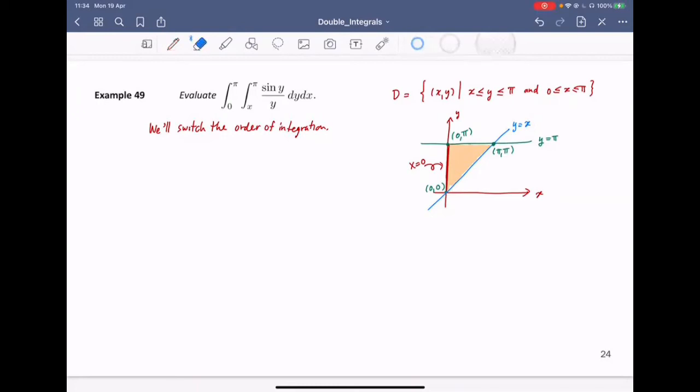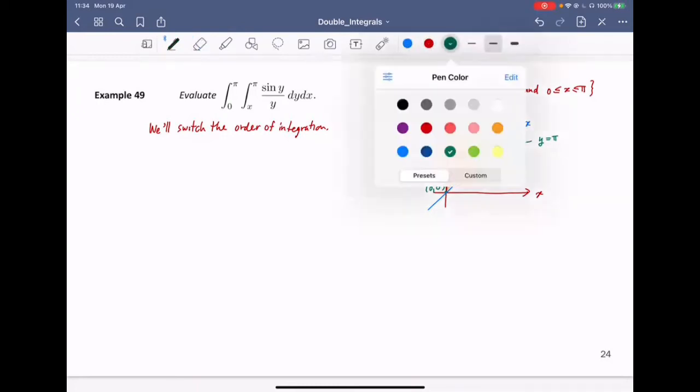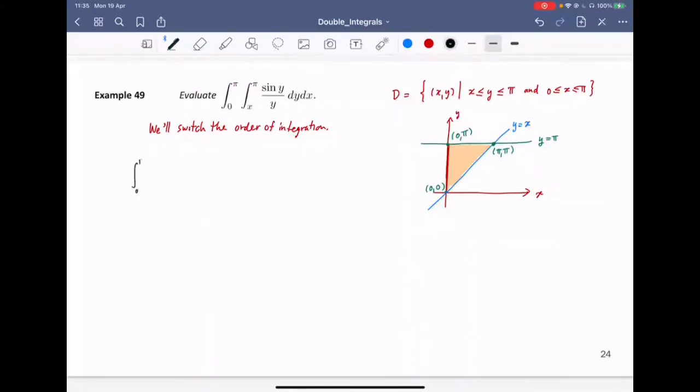Good. So we're going to switch the order of integration. Let's do it. We have the integral from 0 to pi, x to pi, of sine y over y dy dx. So I'm going to switch to dx dy of sine y over y. So x is going to be from where to where?